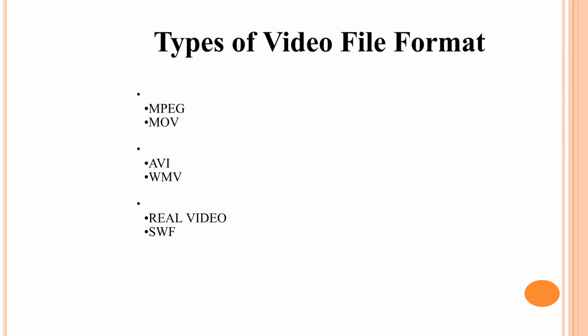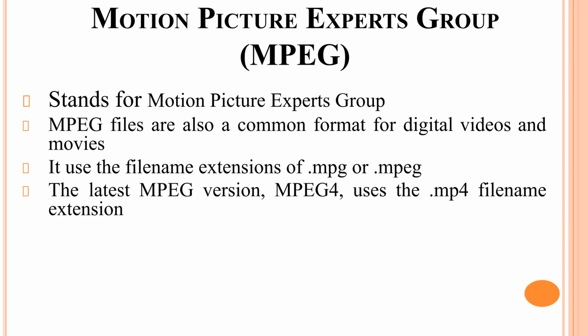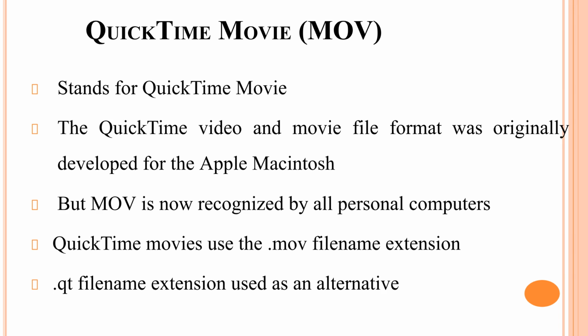The common types of video file formats are MPEG, MOV, AVI, WMV, Real Video, and SWF. MPEG, or Motion Picture Experts Group, is a common format for digital videos and movies. File names use the extensions .mpg or .mpeg, with the latest version, MPEG-4, using .mp4.